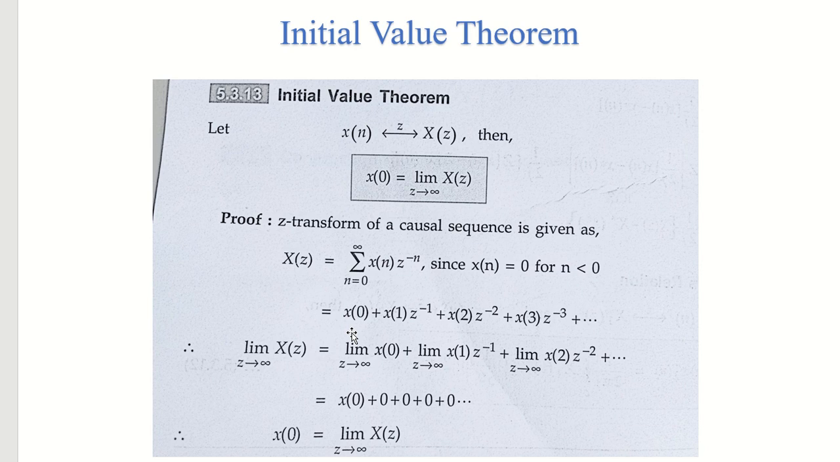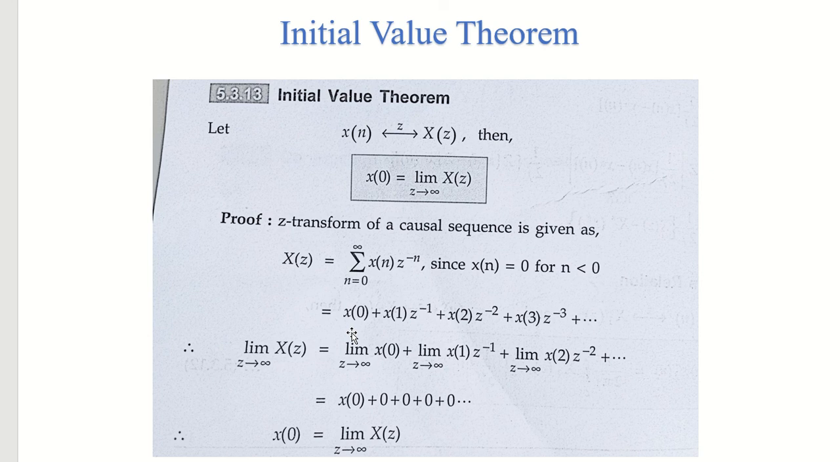So you can write x of 0 into z raised to 0. Z raised to 0 is basically 1. Then x of 1 into z raised to minus 1. So it will be x of 1 z inverse plus x of 2 z raised to minus 2 plus x of 3 z raised to minus 3, and it will go till infinity, because your signal is getting added or summed from 0 to infinity.